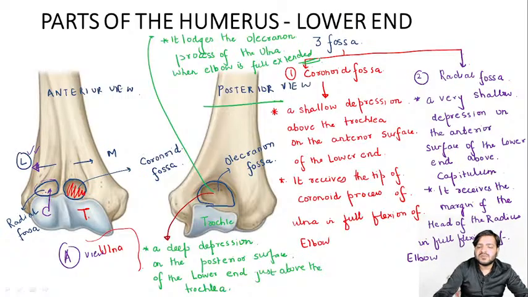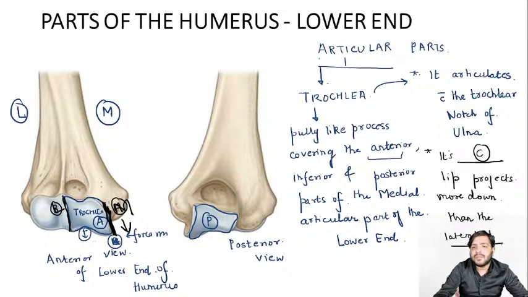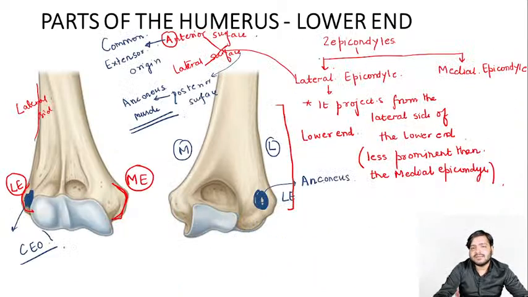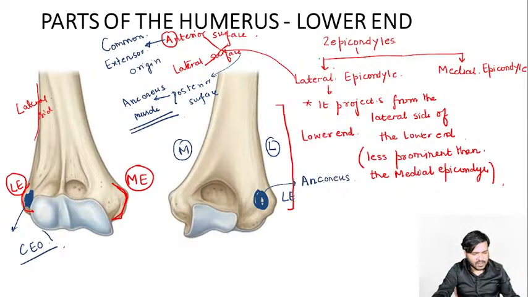I hope all the fossas are clear to you guys, all the three fossas that I have discussed. Okay, the articular parts and both the condyles, the lateral condyle and the medial epicondyle. Both the epicondyles are done. So the lower part is done from my side. All the muscle attachments which were necessary, I just told you. Now I will come to condylar ridge also. So just give me the answers, guys.